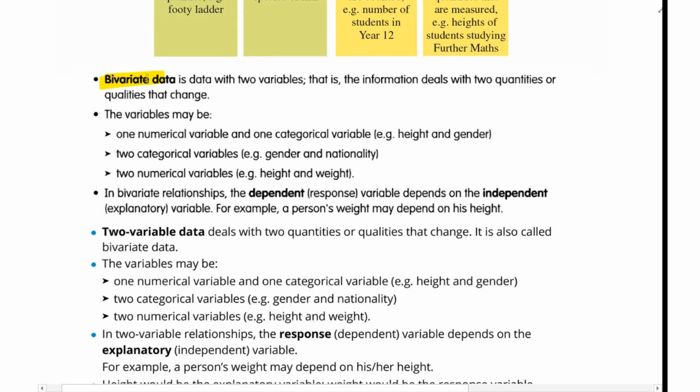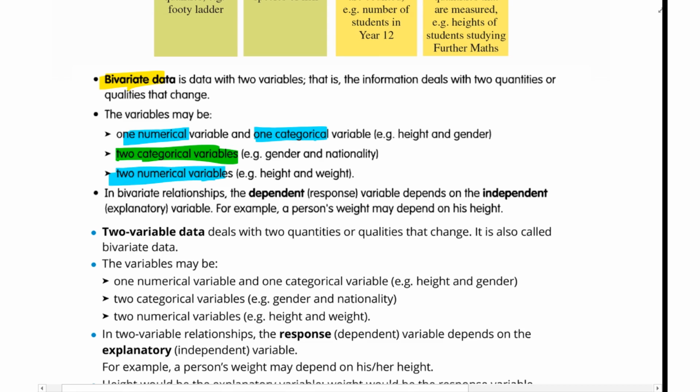So bivariate data, we're going to move on to. Bivariate data has two variables, and it's dealing with two quantities or qualities that change. So you've got here one numerical and one categorical, or two categorical variables, or two numerical, okay?